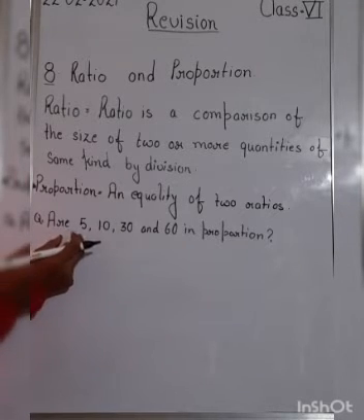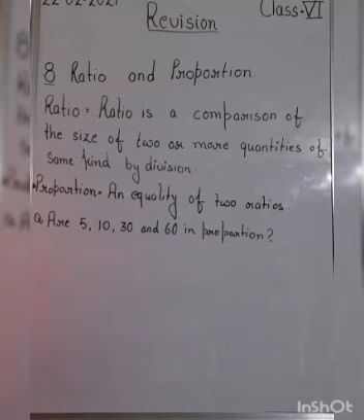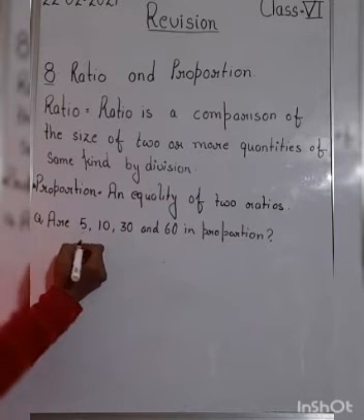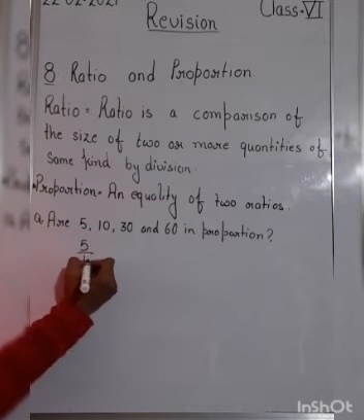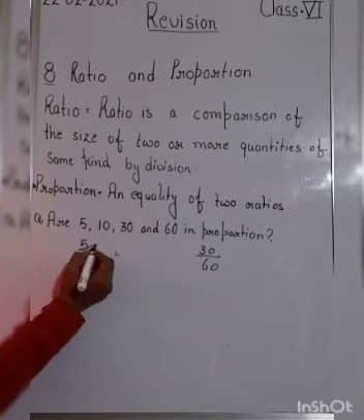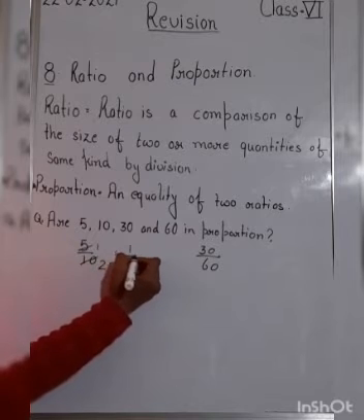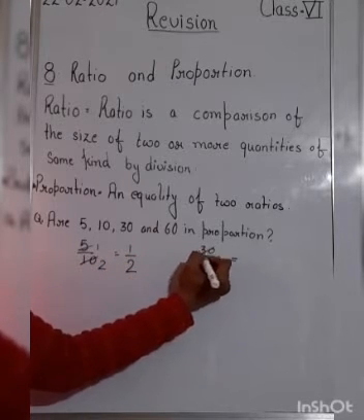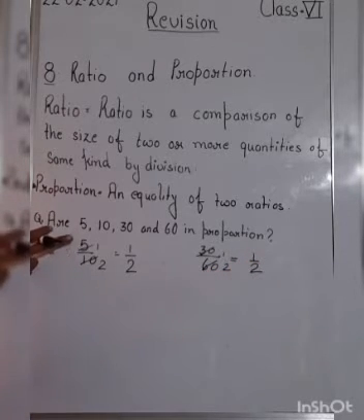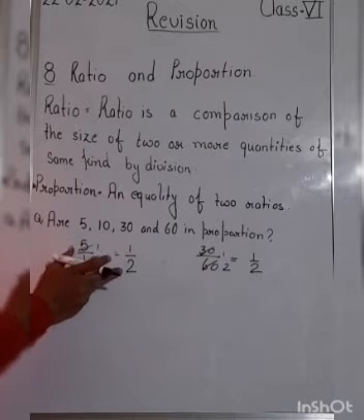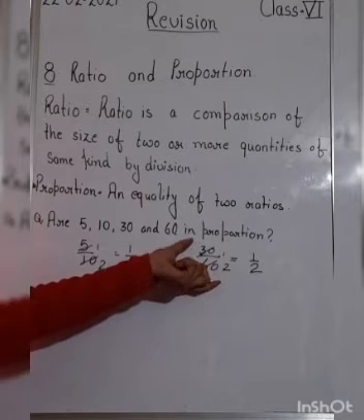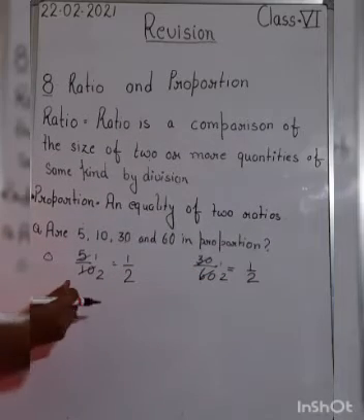Okay. Your question can come like, are 5, 10, 30 and 60 in proportion? So I told you it is the equality of two ratios. So just find the two ratios, that is 5 upon 10 and the other one is 30 upon 60. Okay, 5 ones are 5, 5 twos are 10, so you are getting 1 upon 2. Here also 30 twos are 60, so here also you are getting 1 upon 2. Now after reducing to the lowest terms, you are getting 1 upon 2 here and 1 upon 2 here also. It means 5 upon 10 and 30 by 60 are in proportion. This is the first method.